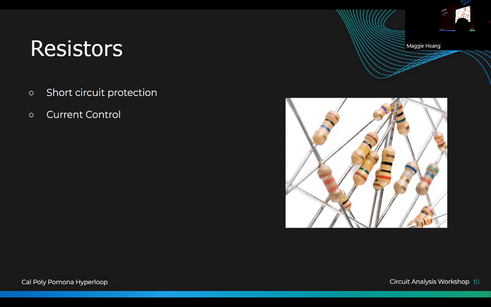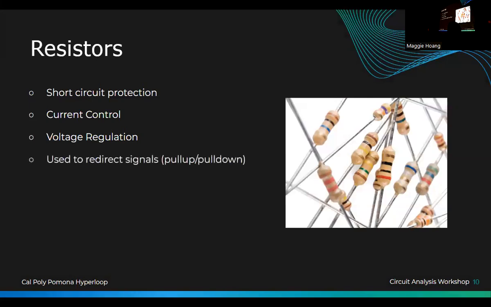So yes, resistors are used to protect from all that short circuiting. Current control: the resistor value that you choose limits the amount of current going through. Voltage regulation: you guys saw the Ohm's law equation. However you change the resistor, it changes the current, which changes the voltage, right? It's all in a 3-loop cycle.